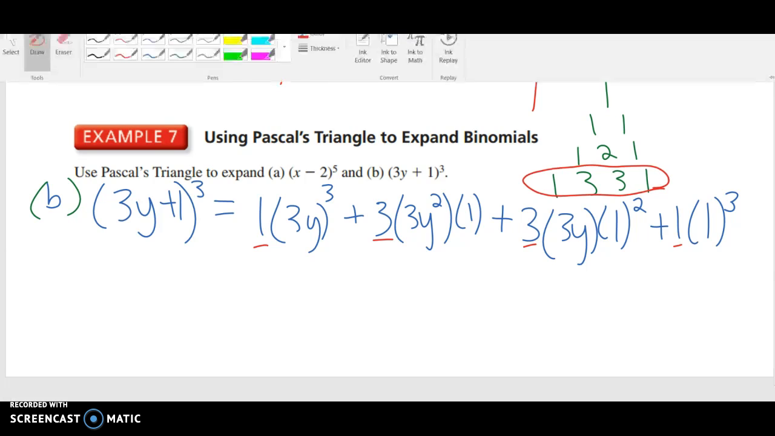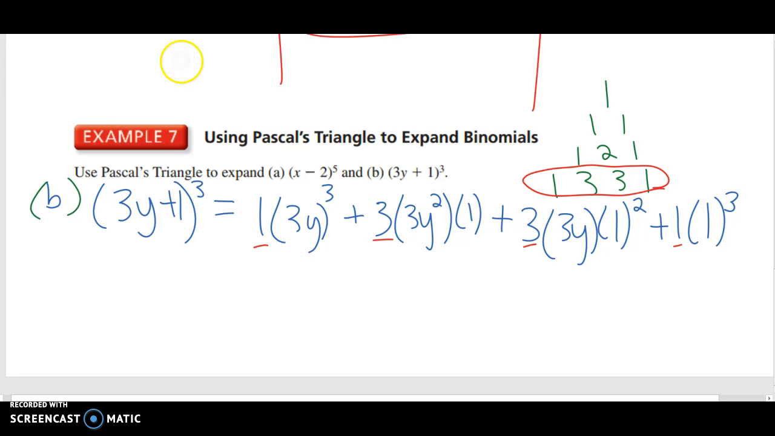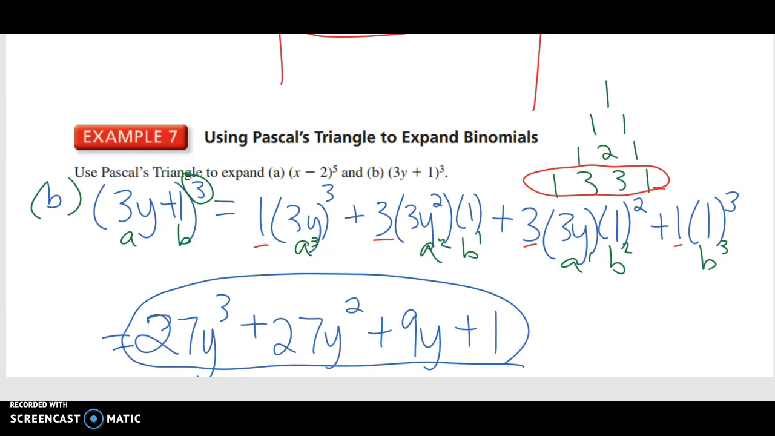And then my next part is coming from, this is my A, this is my B. So the powers for A go down. They start with my highest, 3, A to the third, A squared, A to the first, no A. And then my powers go up for B. There's no B. Then there's B to the first, B squared, B to the third. So if I simplify this, I get 27y to the third plus 27y squared plus 9y plus 1.